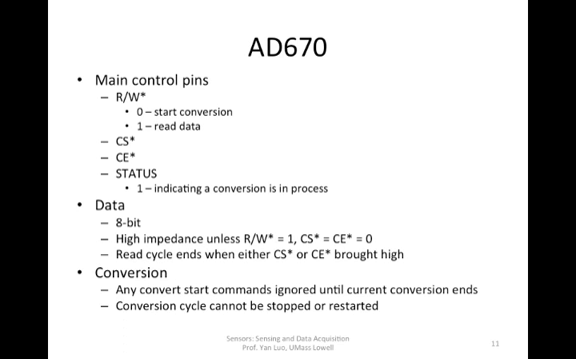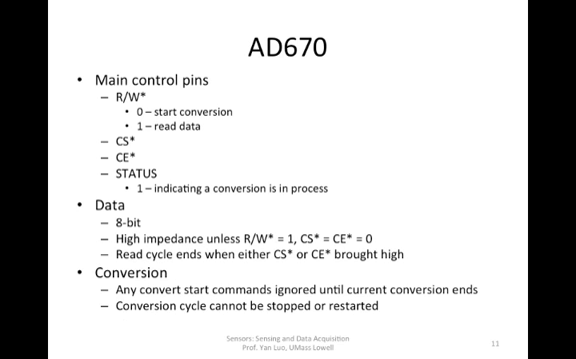The main control pins of this chip are the following. First is the read-write control, R/W with a star or sometimes with a bar. That means this is a signal with 2 values. 0 means write, because of the bar on top of the W. That means that's active low. So 0 means write. In this case, write means start conversion. 1 means read.